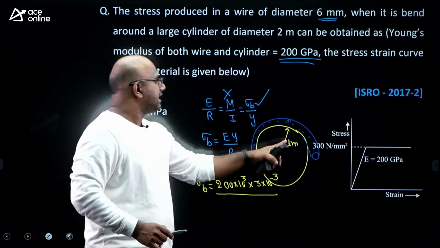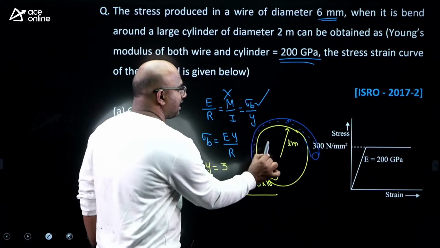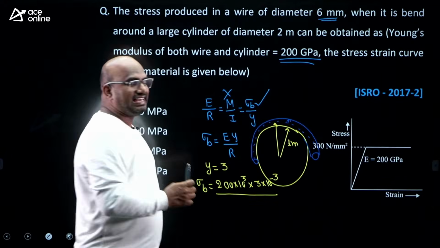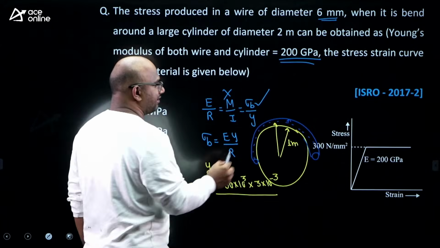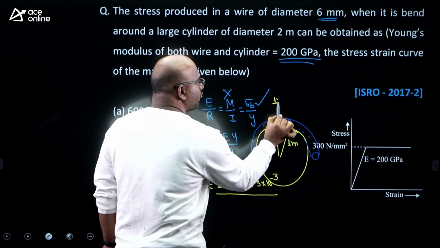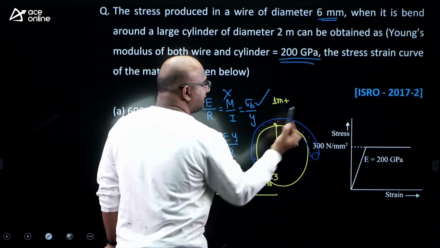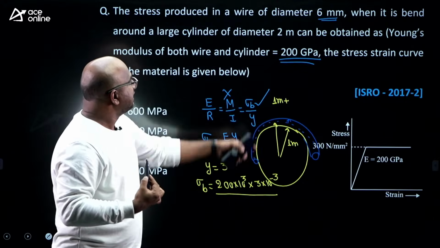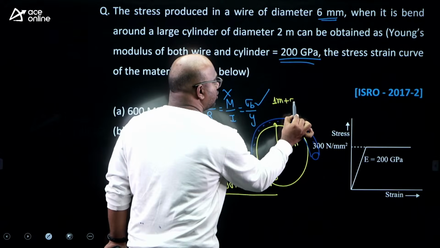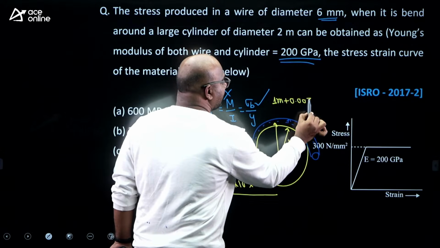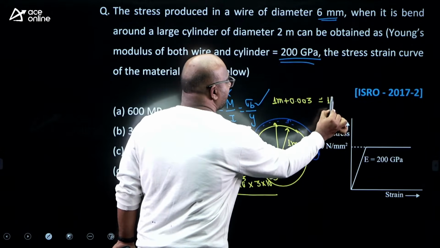I can say 1 meter plus, this is the r. R should be what exactly? Till the axis of the beam itself, guys. R equal to 1 meter plus 300 mm, sorry, 3 mm, guys, is the radius itself. So 1 meter plus 0.003, guys. So I can approximately assume 1 meter itself.